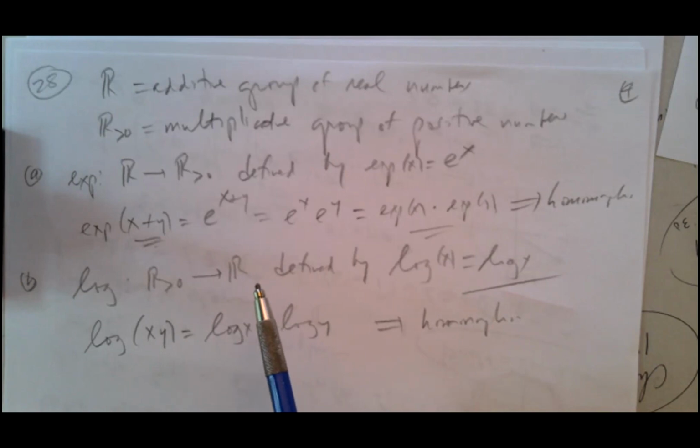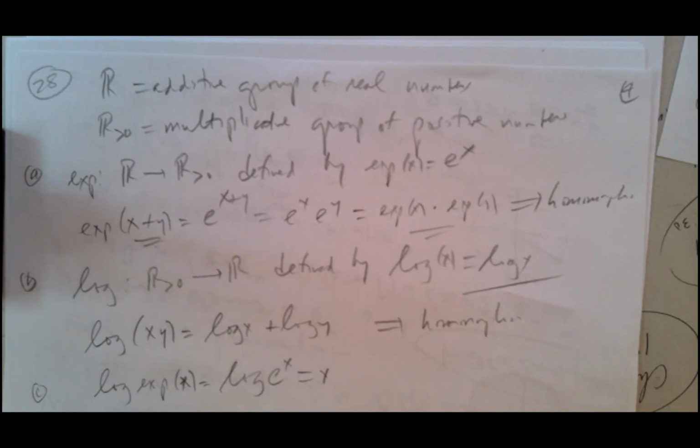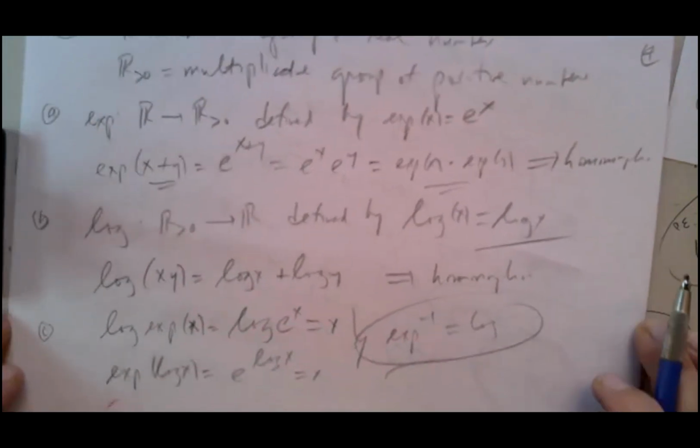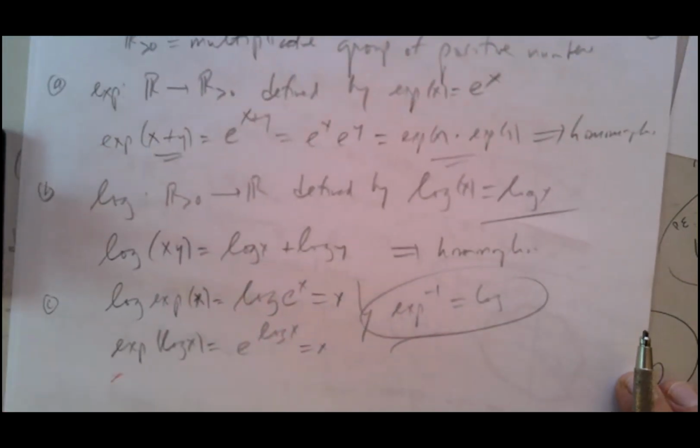And you know, one is the inverse of the other because the log of exp of x is the log of e to the x, which is x, and exp of log x is e to the log x, which is x. So exp inverse is the logarithm. If you have homomorphisms from a group to a group and another in the opposite direction, and if the compositions are the identity, that means you have an isomorphism. So that's that problem.